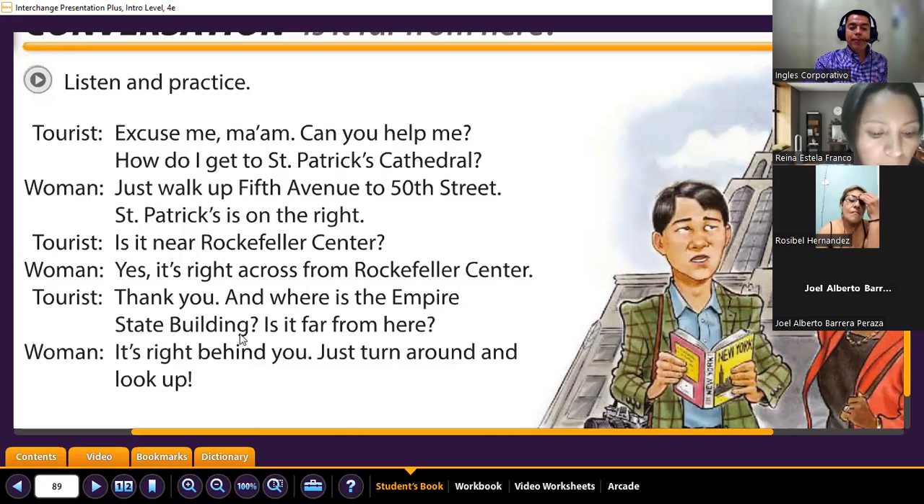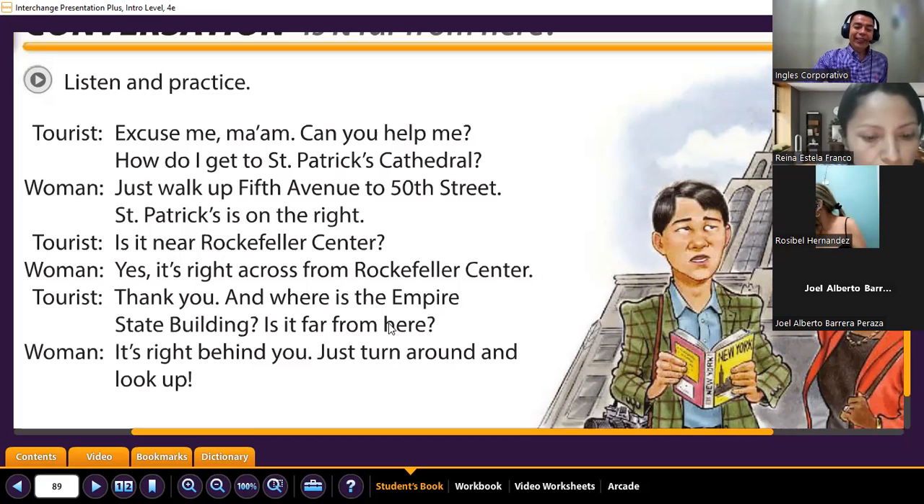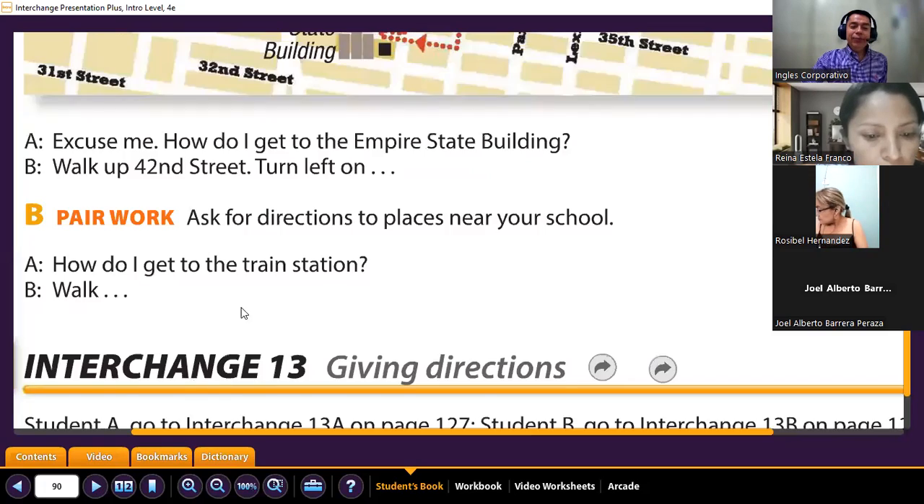Okay. Tengo interferencias aquí. Ah, bueno, con razón no me escucha. Sorry. Bien. Ahí me dice cuando se estabilice. Ahorita. Okay. Vale, otra vez, la última vez. Empire State Building. Empire State Building. Excelente. Very good. Thank you. Now let's continue.